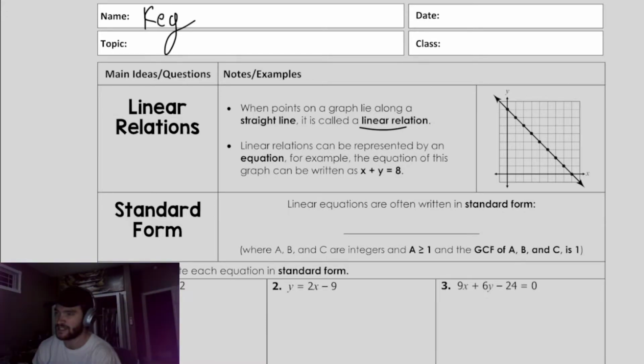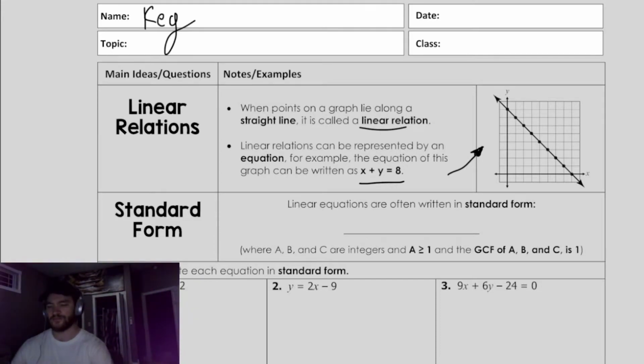A linear relation can be represented as an equation. For example, the equation of this graph can be written as x plus y equals 8. This is the graph that is shown there. So this is shown right here, right? I'm trying to draw an arrow, but that's pretty bad. x plus y equals 8. Good. Linear equations are often written in standard form.